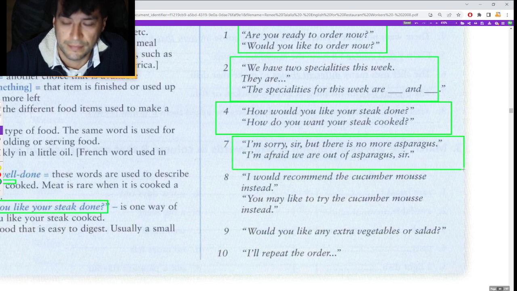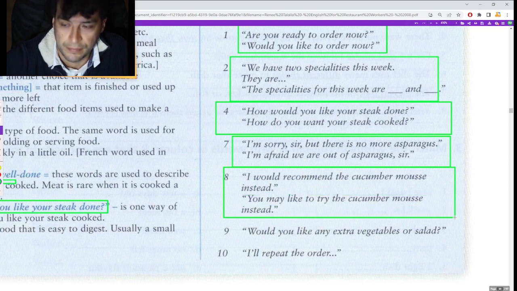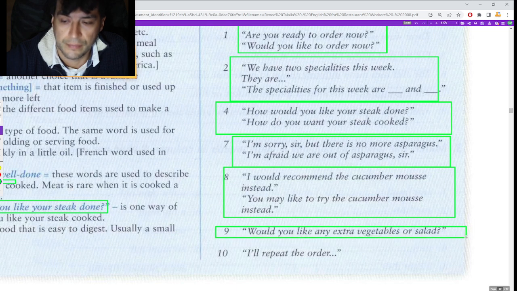Picture 7. I'm sorry, sir, but there is no more asparagus. I'm afraid we're out of asparagus, sir. Picture 8. I would recommend the cucumber mousse instead. You may like to try the cucumber mousse instead. Picture 9. Would you like any extra vegetables or salad? Picture 10. I'll repeat the order.